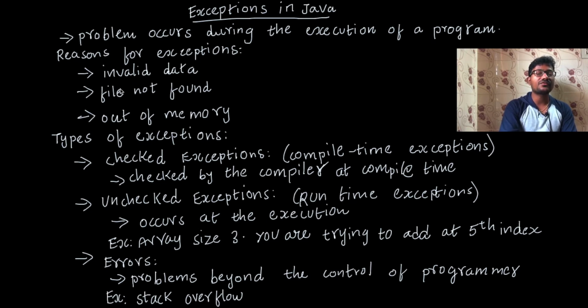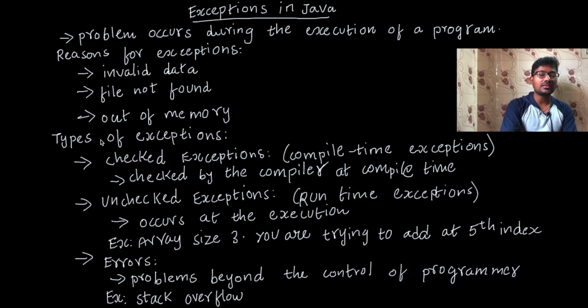Another one is file not found exception. File not found means you are trying to read or write a file, but the file doesn't exist, and that would cause a file not found exception. And out of memory means you are running a program that needs some amount of memory, but that amount of memory is not allocated to the JVM, and that would cause an out of memory exception. These are the three common reasons for exceptions. There are n number of reasons, but these are the three most commonly caused ones.